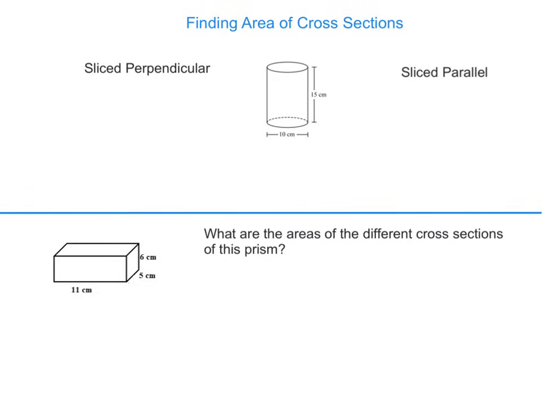So when you do this, the first thing you need to do is identify what shape the cross-section would be. Because remember, area of a parallelogram or a rectangle is base times height. Area of a triangle is base times height divided by 2. So you need to identify what shape it is so you know what formula to put into action.